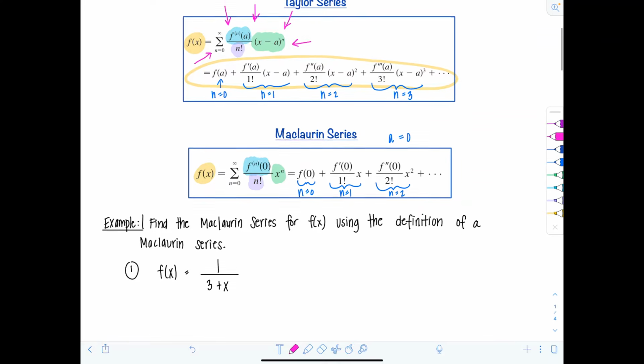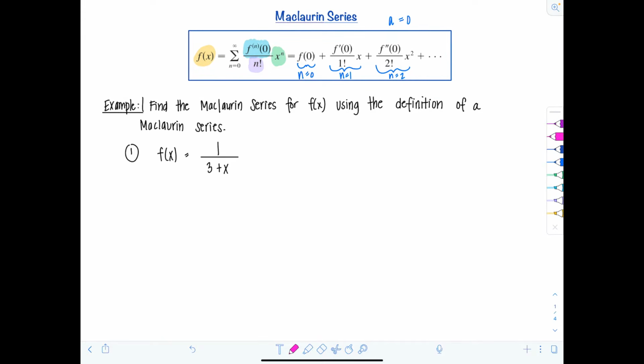All righty, so first the directions will say something like, find the Maclaurin series for f of x using the definition of a Maclaurin series. So applying this formula here. I'll talk more about other kinds of exercises you can do where they do not require you to use the definition later at the end of the video. Okay, so f of x is equal to 1 over 3 plus x. Let's start off by making a table. You're going to list out what n is, then the nth derivative at x, and then the nth derivative at a. In this case, since we're finding a Maclaurin series, a is equal to 0.